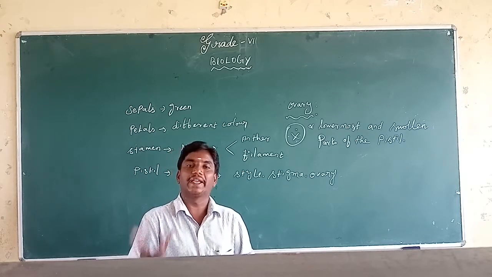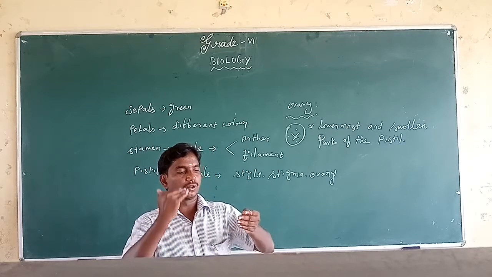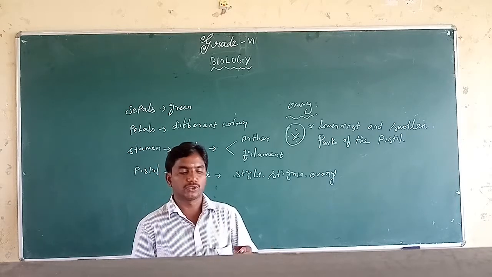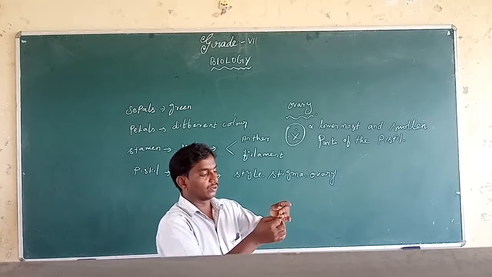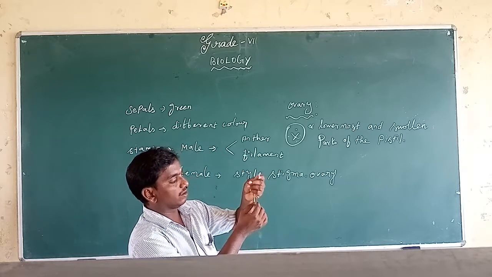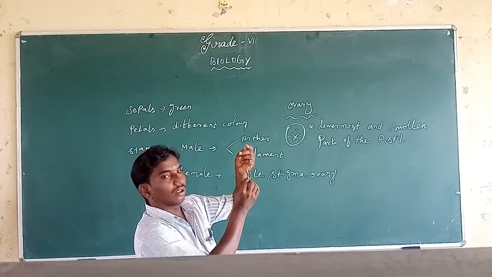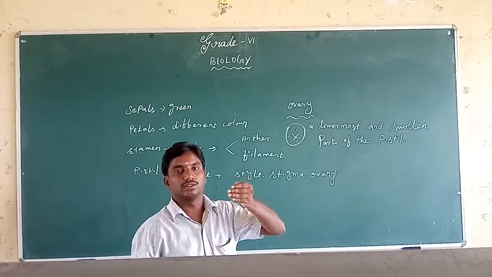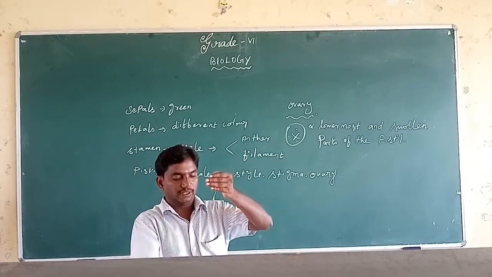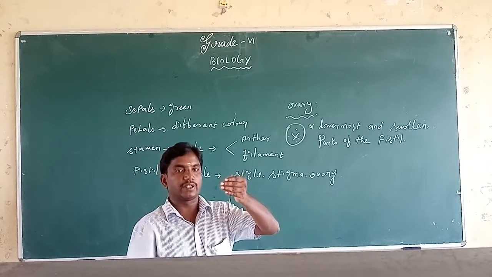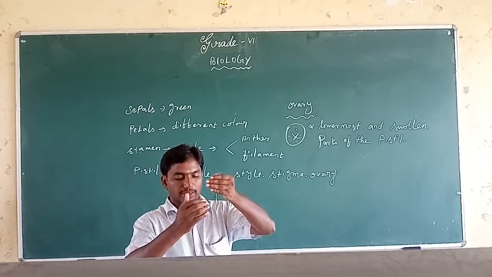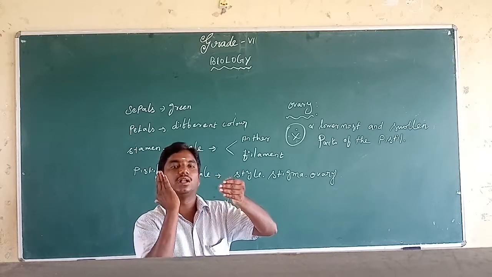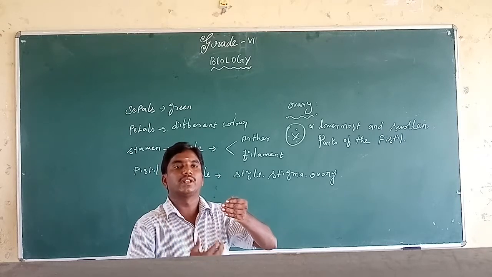Any flower. Then first you cut it longitudinally, and then transversely. Okay, so this is your ovary, this part. First you cut the longitudinal cut, then you cut the transverse cut. Then prevent them from drying.